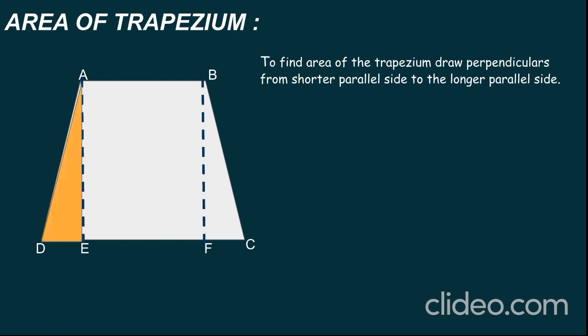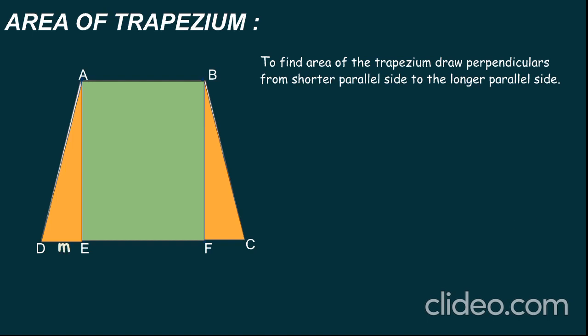Now after drawing the two perpendiculars, we can see that the entire trapezium is being divided into three shapes, that is triangle ADE and triangle BFC and rectangle ABFE. Triangle ADE is a right angle triangle, BFC is also a right angle triangle and ABFE is a rectangle.